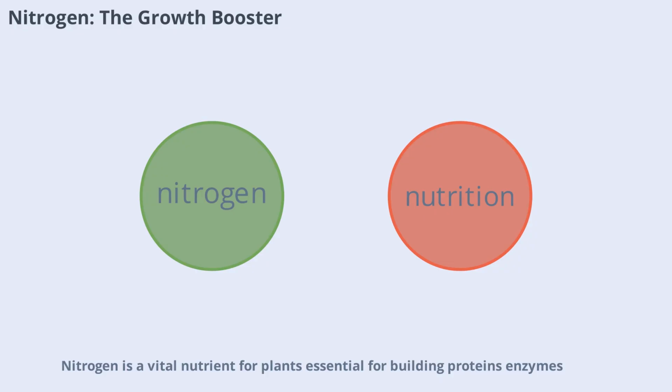Nitrogen is a vital nutrient for plants, essential for building proteins, enzymes, and chlorophyll. It's often the limiting factor in plant growth, which is why fertilizers commonly contain nitrogen. Plants take up nitrogen from the soil in the form of nitrate or ammonium, and some can even partner with bacteria to fix atmospheric nitrogen.